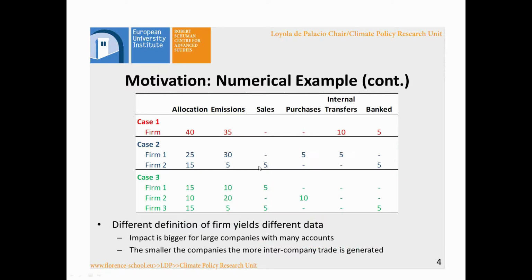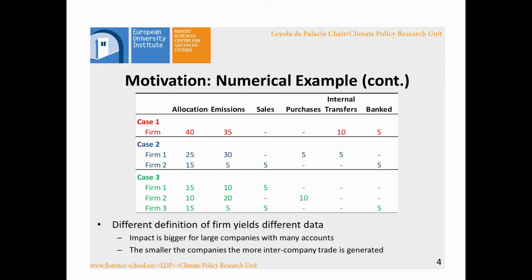So we have sales of 5 from one company, which correspond to purchases of 5 by the other company, and we have internal transfers of 5, and still banking of 5. Now, if we assume that all three companies are independent, then we no longer have any internal transfers, and everything is transferred between companies. So what this little example shows you is that a different definition of a firm yields a different data set.